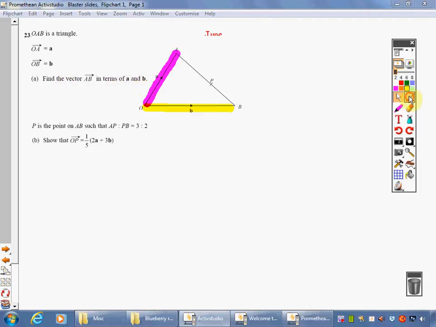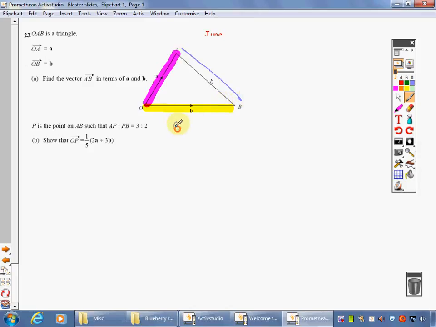The question is asking me to find the vector A to B in terms of A and B. So they want to get from A down to B, but I can only use these movements here. I've just done it for you. I want to get from there to there. I don't know what this is, the unknown territory. I don't know what this movement here is. I can, however, go along that known movement and then do that known movement.